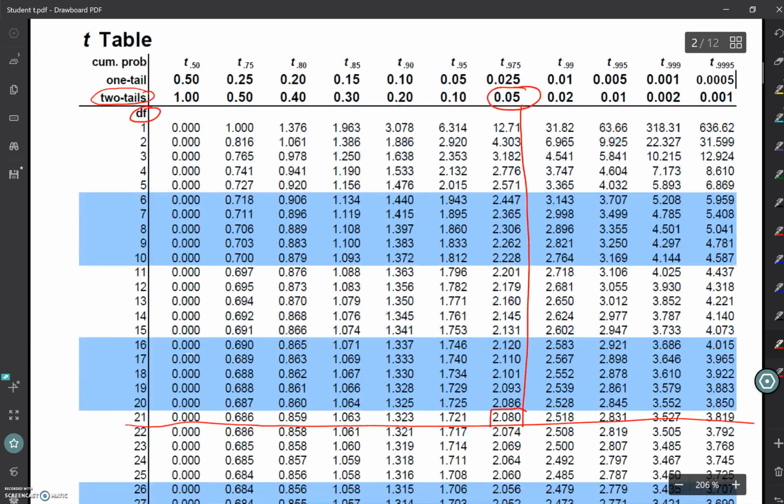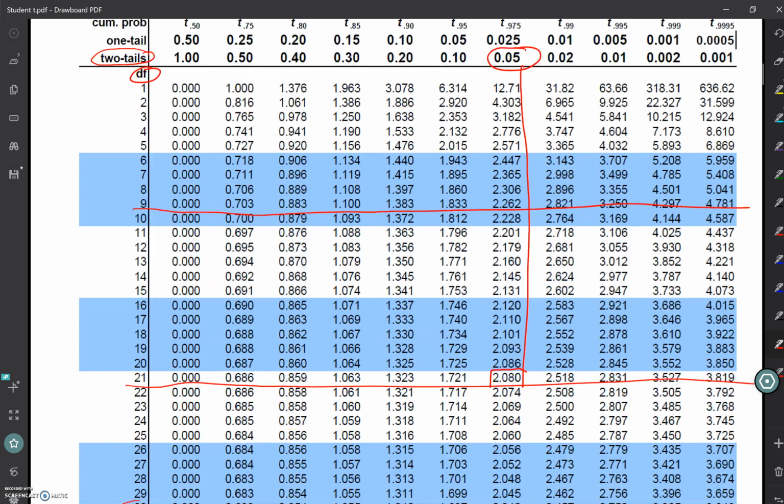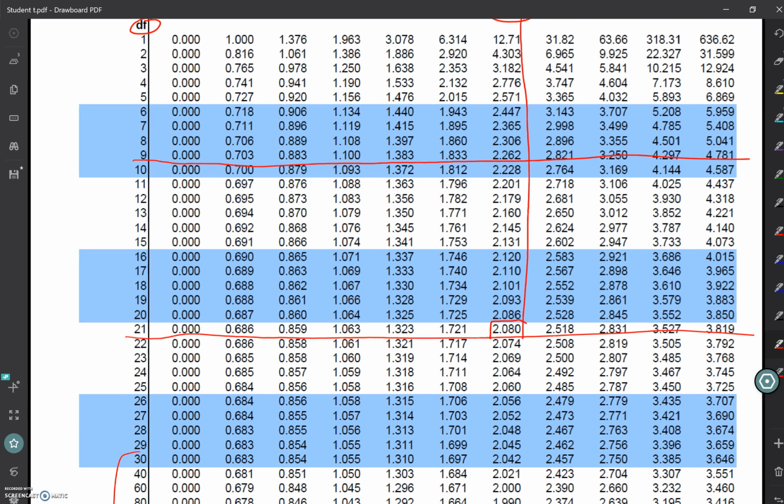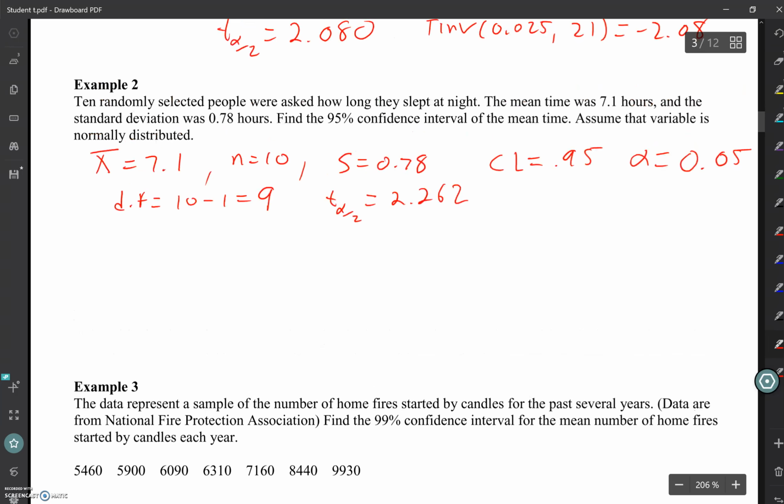So I'm going to go back to the table. I'm in the 9 degrees of freedom row and 0.05 in 2 tails. So that puts me at 2.262. Your calculator is probably going to give you negative 2.262. So my T alpha divided by 2 is 2.262, which is good because I need that for this interval.